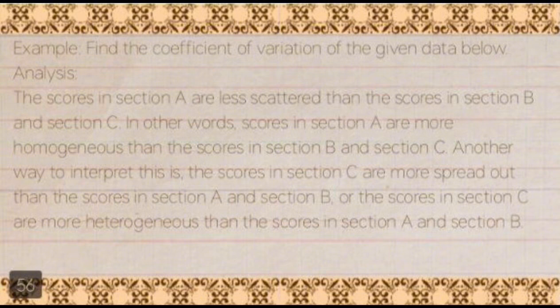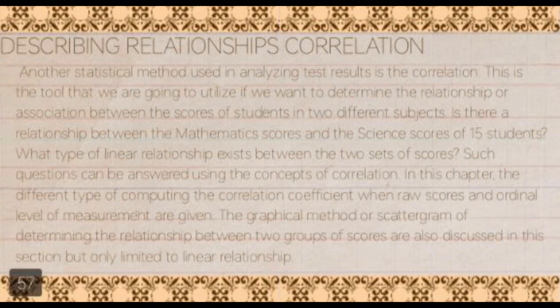Next, describing relationships: correlation. Another statistical method used in analyzing test results is correlation. It is the tool that we are going to utilize if we want to determine the relationship or association between the scores of students in two different subjects. Is there a relation between the mathematics scores and the science scores of 15 students? What type of linear relation exists between the two sets of scores? Such questions can be answered using the concept of correlation.